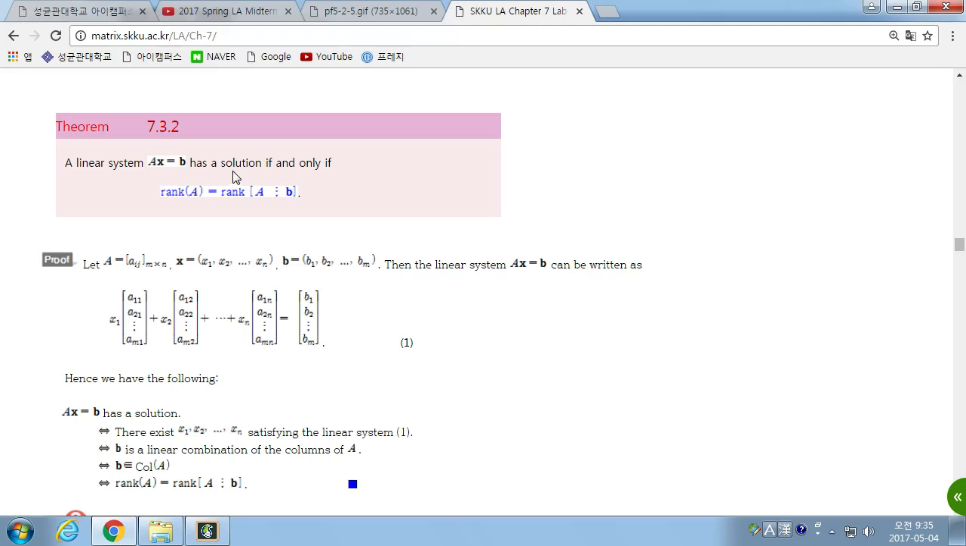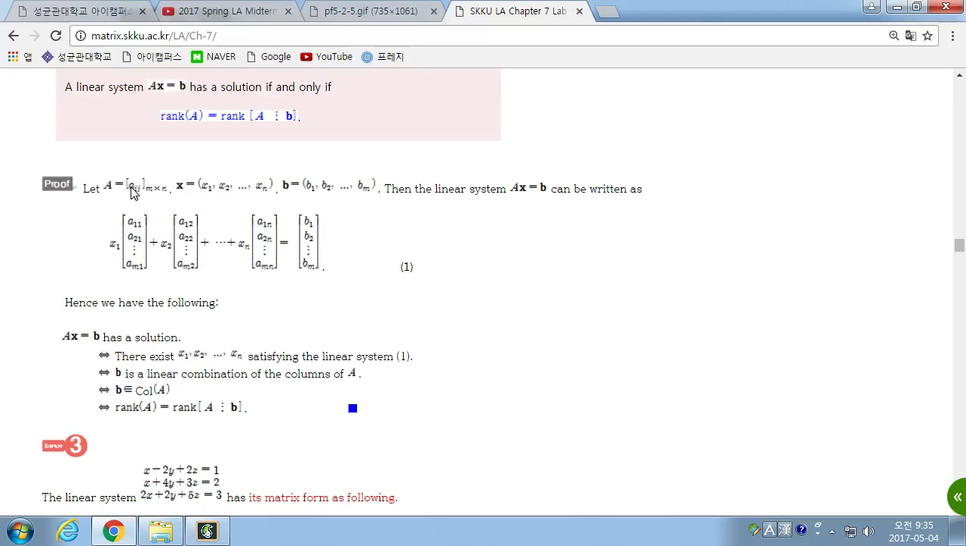리니어 시스템 솔루션을 가지고 있느냐 안 가지고 있느냐는 요 랭크만 확인하면 돼요. Why? Let A, X, B it can be written in this way. Then AX equal B can be written as this. This means if suppose we have a solution for AX is equal to B, that means there exists this coefficient Xi's that satisfies this. Okay?